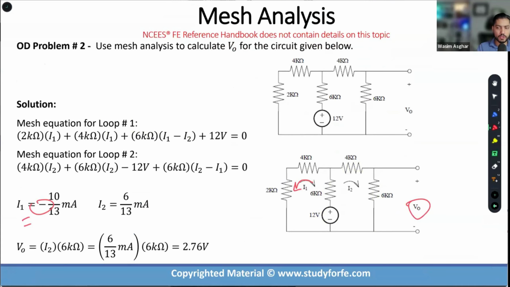We were interested in V naught. V naught was simply the voltage drop across the 6K resistor. The voltage drop across the 6K resistor was I2 times 6K. As simple as that.